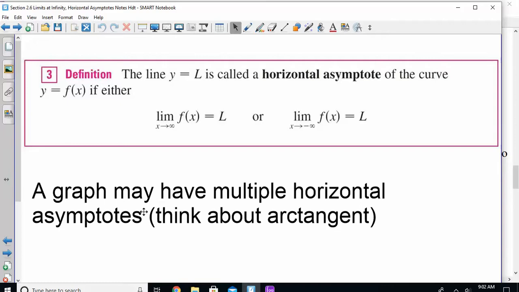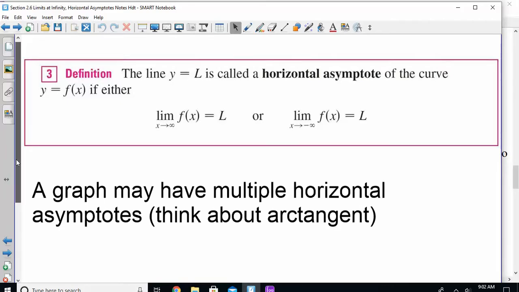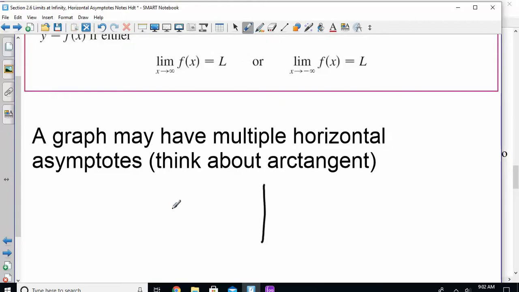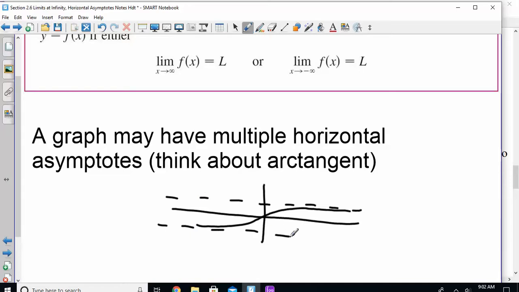One example that would have different horizontal asymptotes is arctangent. Arctangent, you guys remember that, right? It's the inverse of tangent. We remember the graph of tangent looks like this. The inverse is when you flip it on its side, and it looks like this. And so you can see that it had one limit as you approach positive infinity and another as you approach negative infinity. So that's just one particular example where you could get multiple asymptotes.